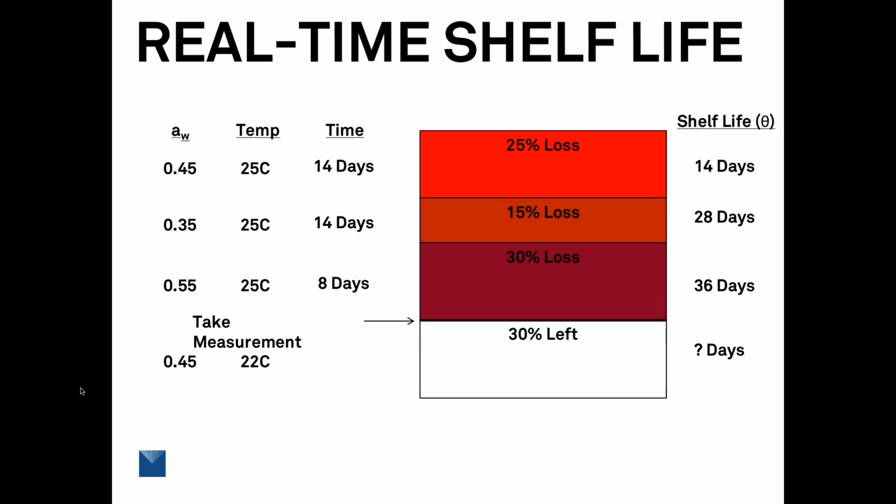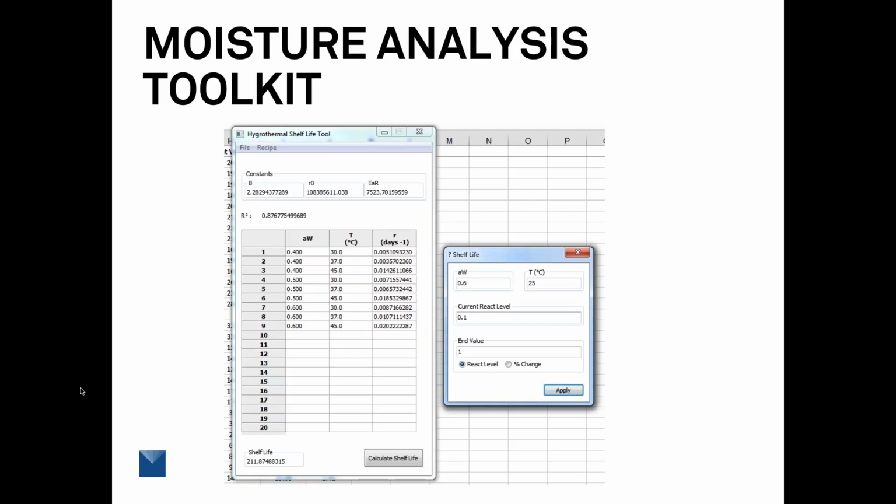So you don't even have to necessarily know its past storage conditions. You can figure out at any point in time, based on taking a measurement of it, exactly how much shelf life would be left. So how would you do this from a practical standpoint? This is where you go to our Moisture Analysis Toolkit software, where we've put in this hydrothermal time shelf life tool, where you enter in experimental data that you've created for your product, again using some sort of method to quantify the progress of the reaction.